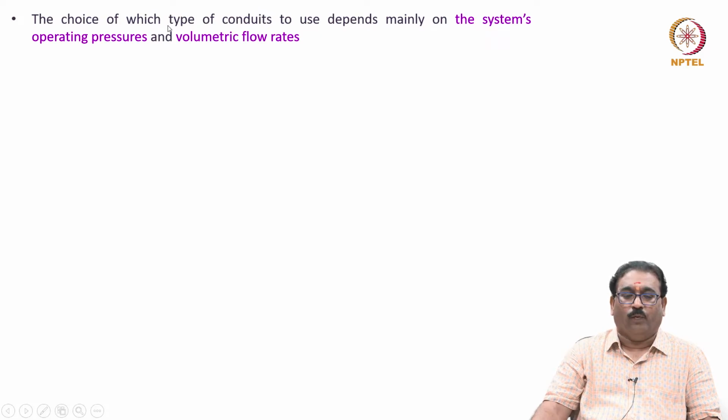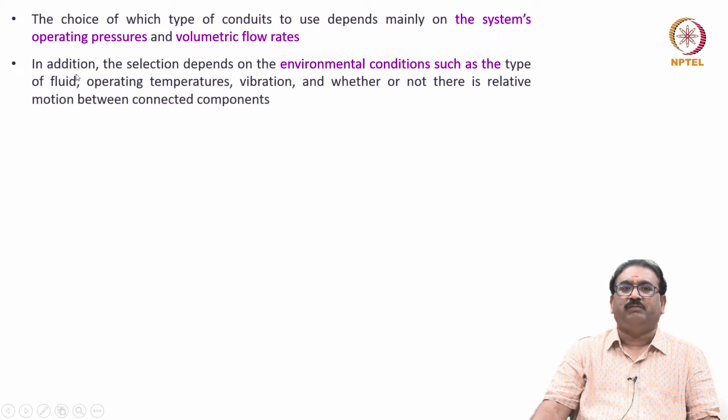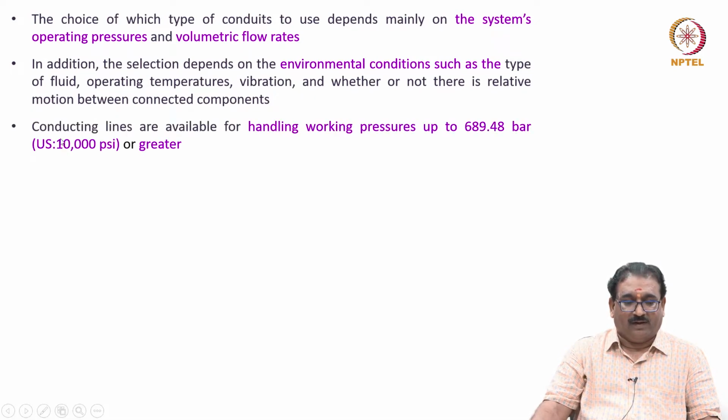The choice of which type of conduits to use depends mainly on the system's operating pressure and volumetric flow rates. In addition, the selection depends on the environmental conditions such as the type of fluid, operating temperatures, vibration and whether or not there is a relative motion between the connected components. Conducting lines are available for handling working pressures up to 689.48 bar or greater.